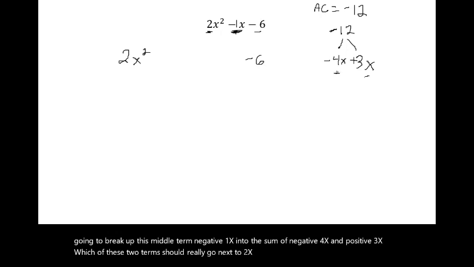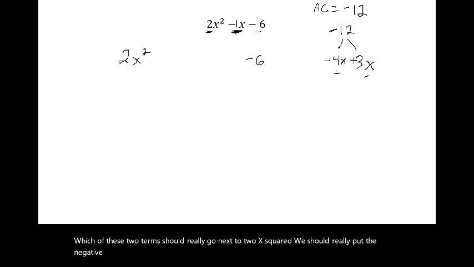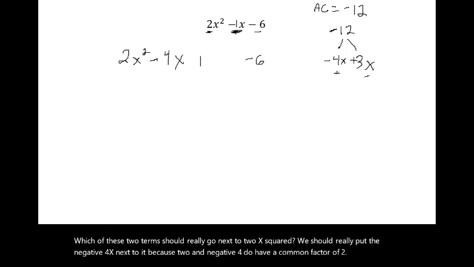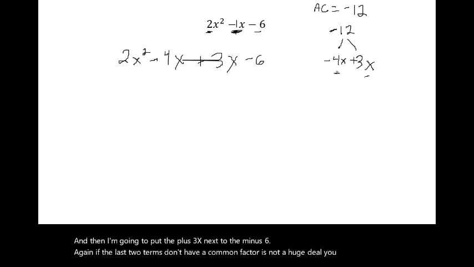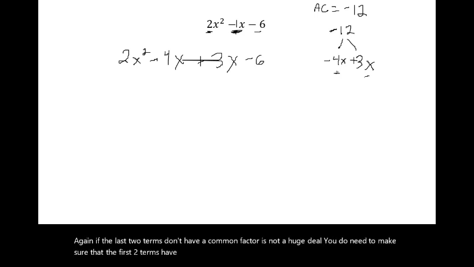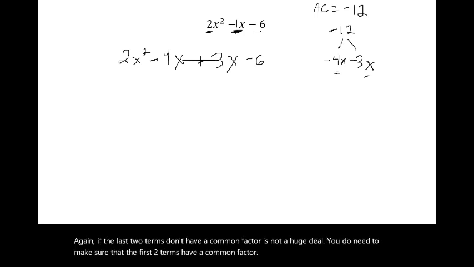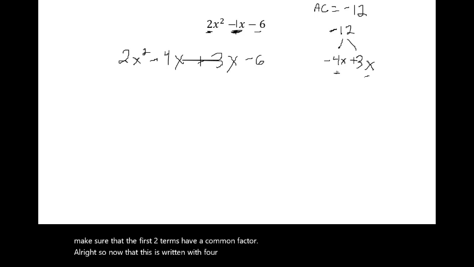Well, we should really put the -4x next to it because 2 and -4 do have a common factor of 2. And then I'm going to put the +3x next to the -6. Again, if the last 2 terms don't have a common factor, it's not a huge deal. You do need to make sure that the first 2 terms have a common factor. All right, so now that this is written with 4 terms, now I'm going to factor it by grouping.